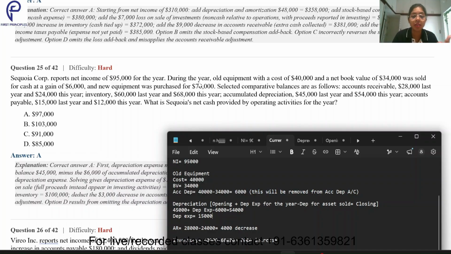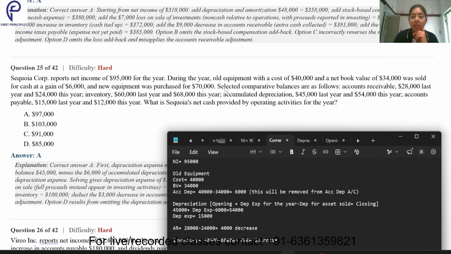Then moving on, selected comparative balances are as follows. Okay, new equipment was purchased for 70,000. Will this be recorded in operating activity? No, this will be a part of my investing activity. So again, this information is not at all useful for us. That's why I have not noted it down over here.